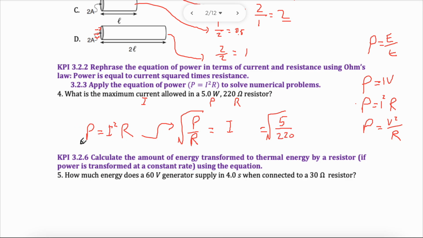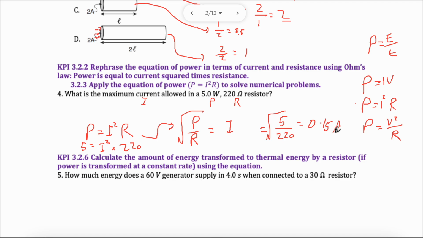And just so you know, you can also do it like this: 5 equals I, which will be my X, squared multiplied by 220. It's the same thing, it's the same idea. Putting this in your calculator, you will get the value for your current. You should hopefully get around 0.15 amps. Don't forget the units.